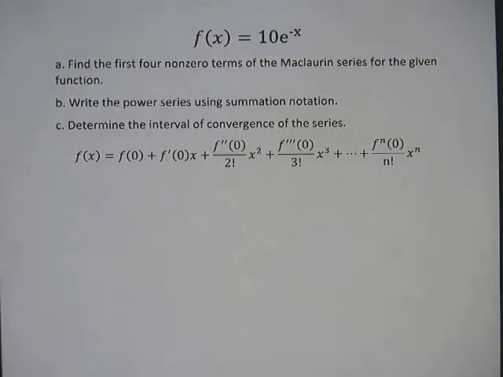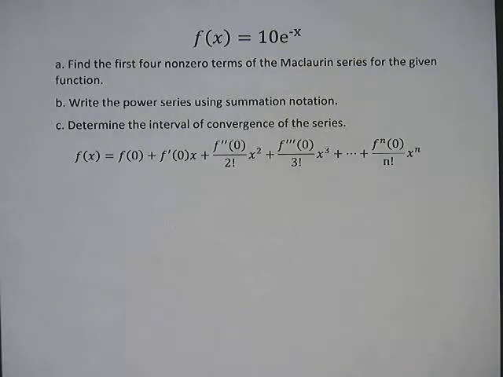For this problem, we're given f of x is equal to 10e to the negative x power, and we're asked to find the first four non-zero terms of the Maclaurin series for the given function, write the power series using summation notation, and determine the interval of convergence for the series. Okay, so let's start with A.